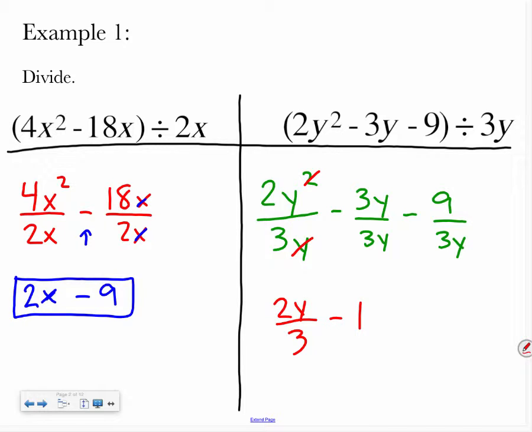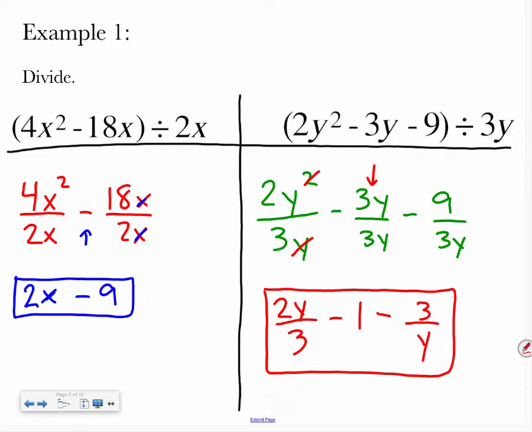Be careful that you don't mistake that as going away completely and just ignore it. Remember, this does equal 1. And then we have minus a 9 over 3, that becomes a 3 on top. And then we have a y on the bottom. And that is our answer.